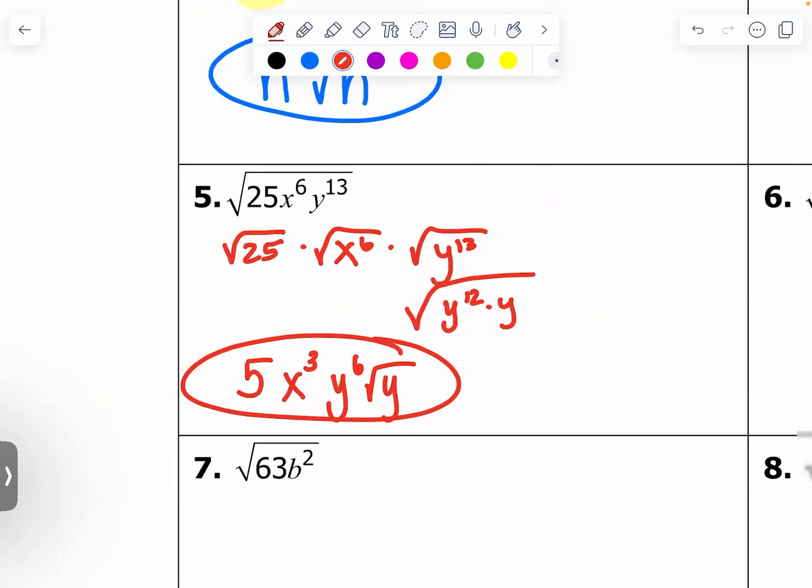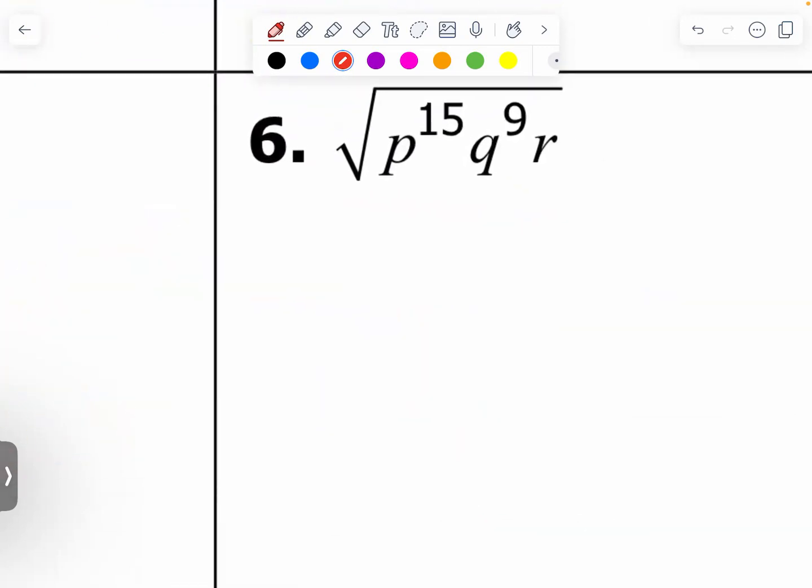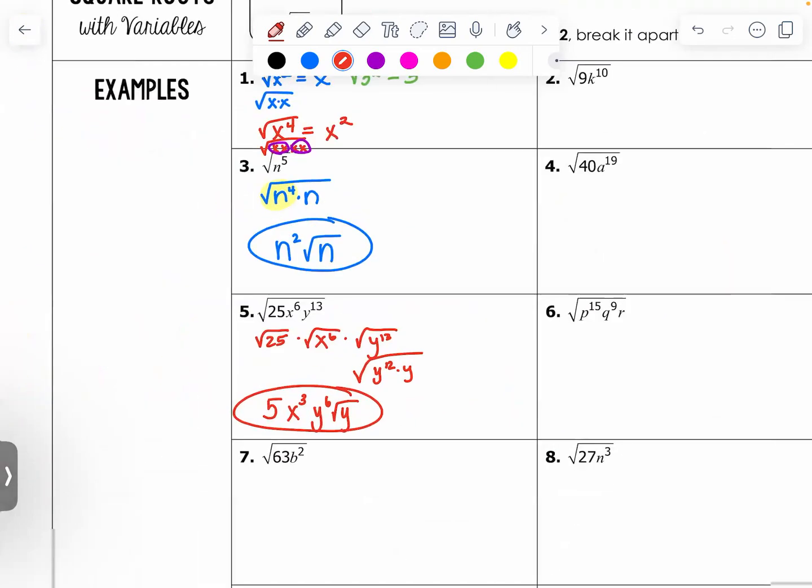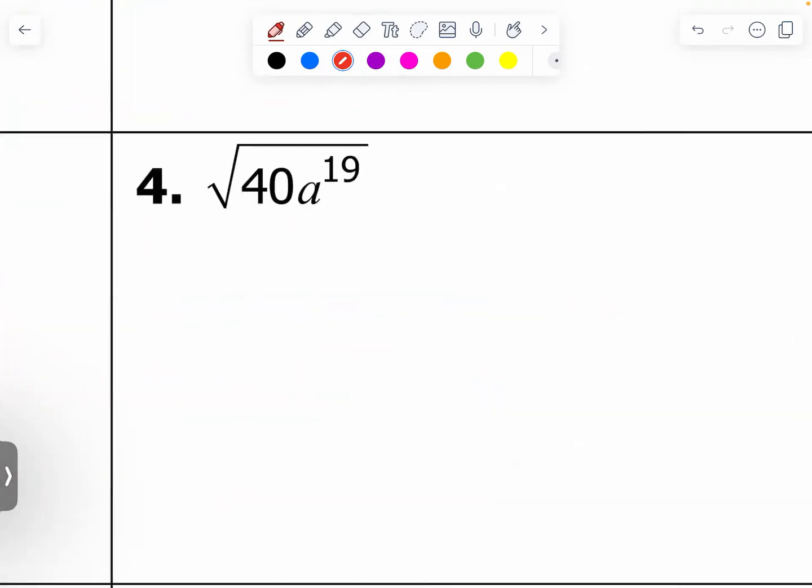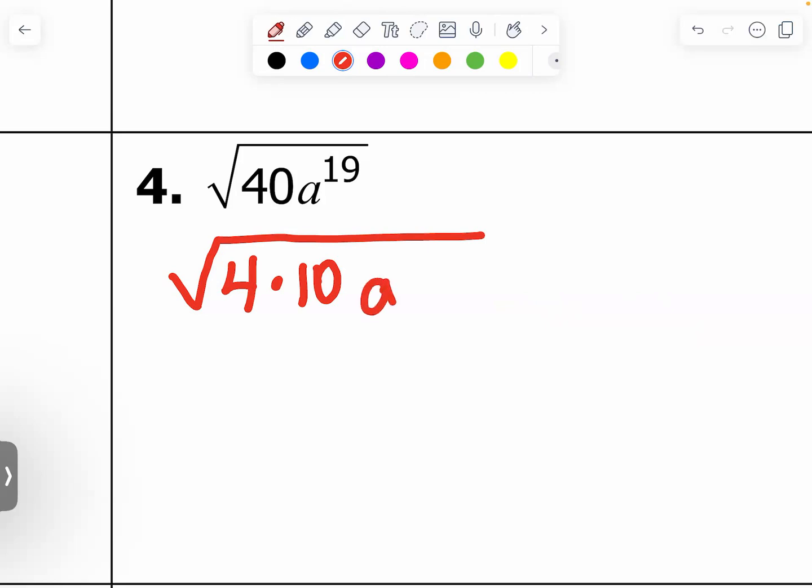What would you do if you don't have a perfect square, like you have 30 or something? So let's go to number 4, because number 4 gives us that example. Okay. So what is a perfect square that divides into 40? 8 is not a perfect square. We have 4 times 10. Then we have a to the 19th. Well, I'm going to write that as a to the 18th times a. Is that okay?